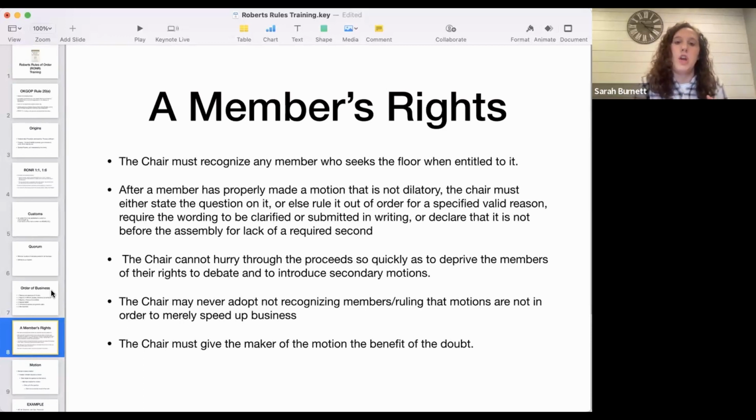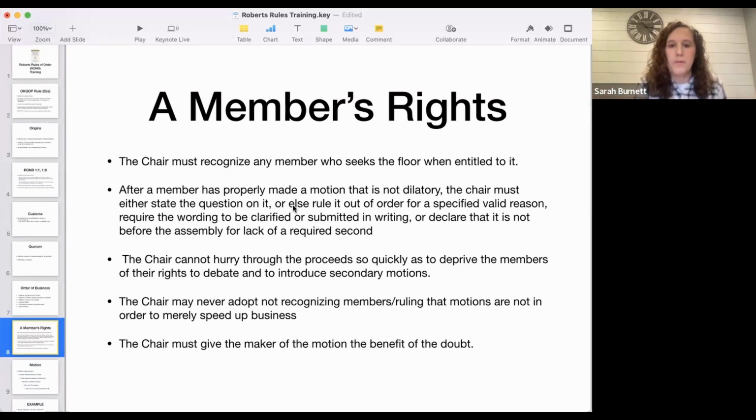So the chairman must recognize any member who seeks the floor when entitled to it. And you'll see, I'll get into this later, every motion in Robert's tells you when you're entitled to bring that motion and how you need to be recognized and all of that.